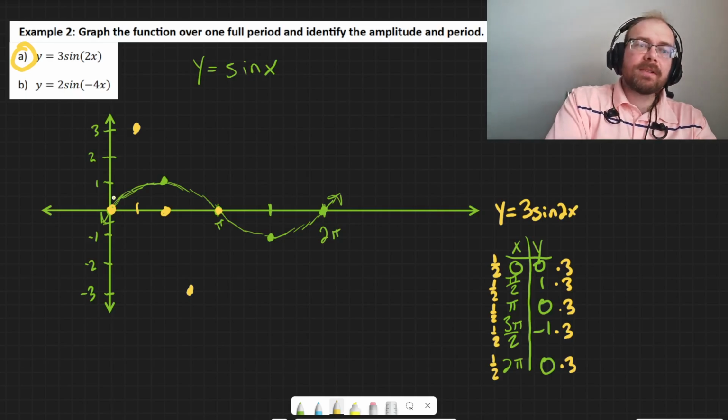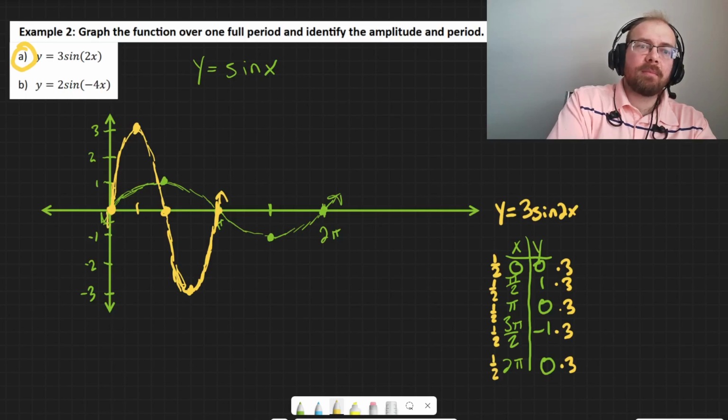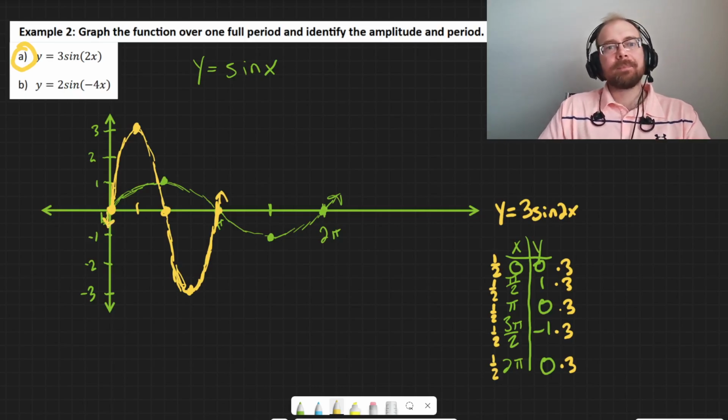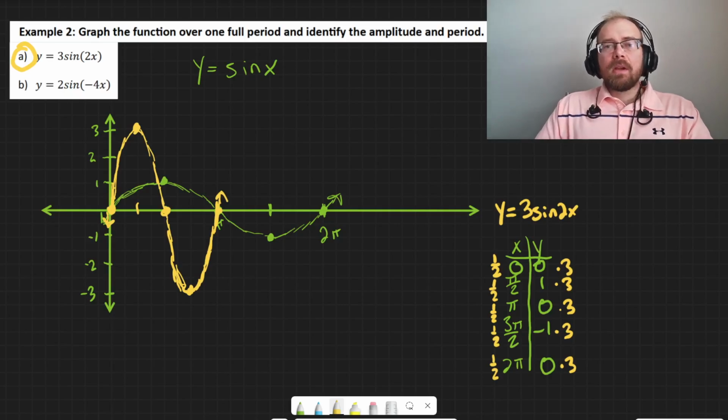So I'm going to attempt to sketch this now. Sketch this as best as I can here. There we go. And of course, there's arrows on both ends because it goes on forever and ever and ever. Okie dokie. So that's how to do that one.